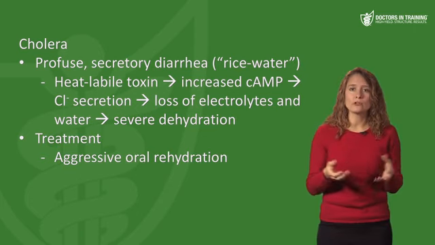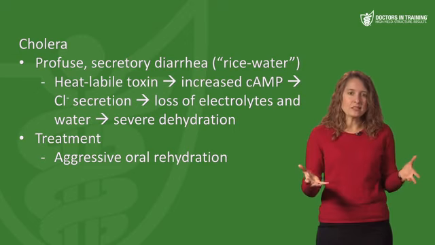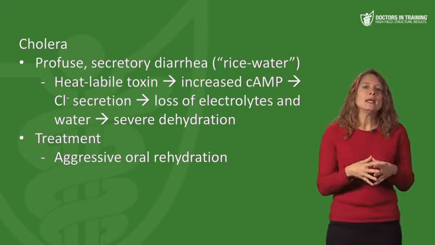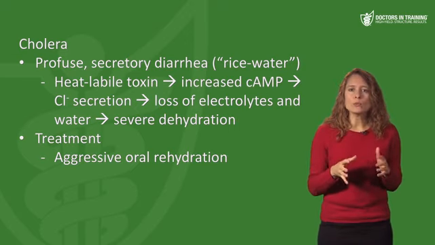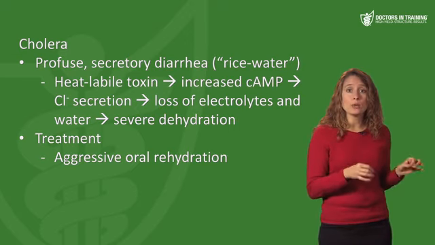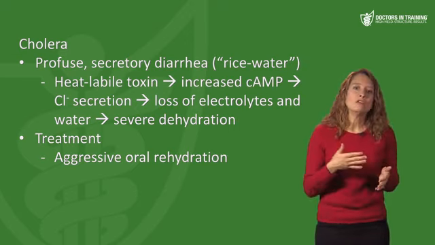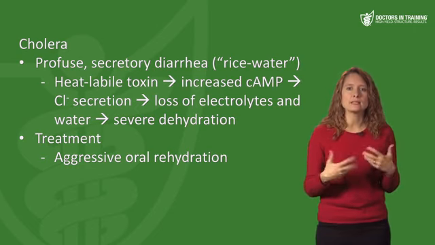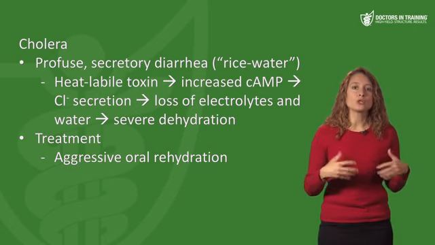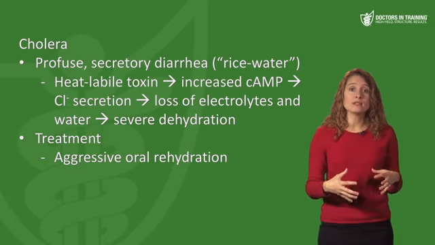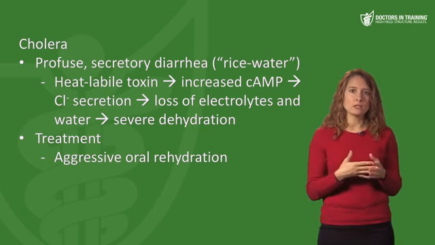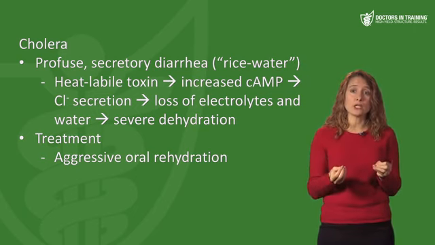The diarrhea is referred to as rice water diarrhea because it basically looks like the water after you've washed rice in it. Now, we mentioned this earlier when we were discussing enterotoxigenic E. coli, but let's review it again here. Vibrio cholerae produces a heat labile toxin which activates cyclic AMP. This leads to chloride secretion and eventual loss of large amounts of electrolytes in water. Mortality is high with this illness because of that severe dehydration that occurs.